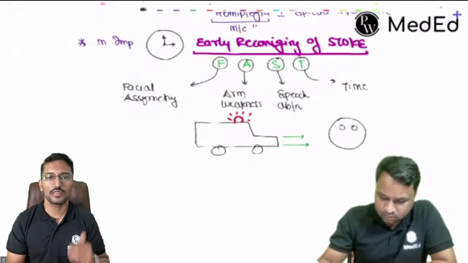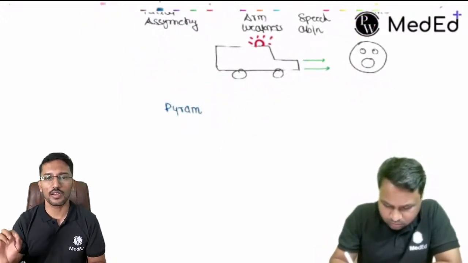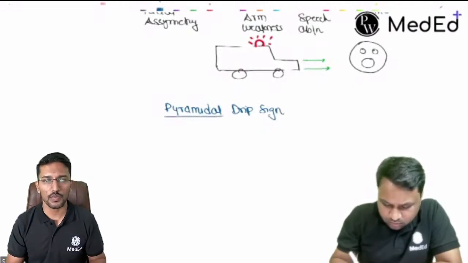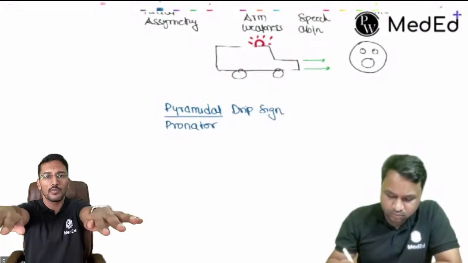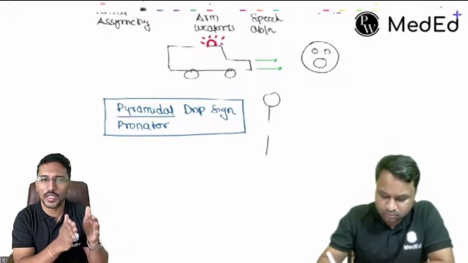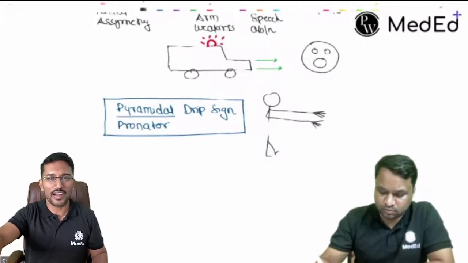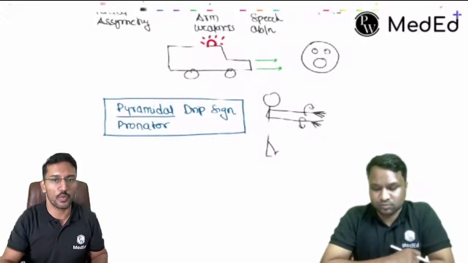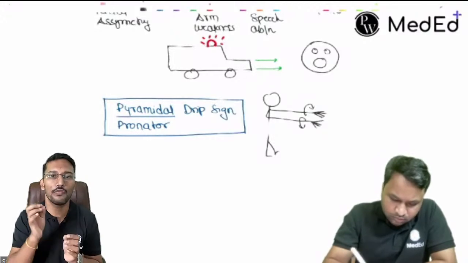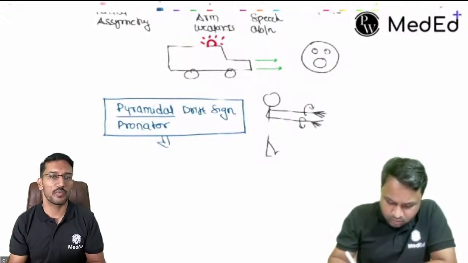For early recognition of stroke by doctors, there is a sign called the pyramidal drift sign, which is also called the pronator drift sign. In any patient you're suspecting may have a stroke, all you need to do is ask the patient to keep his arms outstretched like this in a supine position. As they keep it outstretched, if there is any one-sided pyramidal tract lesion, then the outstretched arm from the supine will become pronated and it will drift away. They will not be able to hold it in supine position. That is what we call the pronator drift sign. This is the earliest sign of pyramidal tract damage. Repeatedly asked MCQ: the earliest sign of pyramidal tract injury or damage is the pyramidal drift sign.